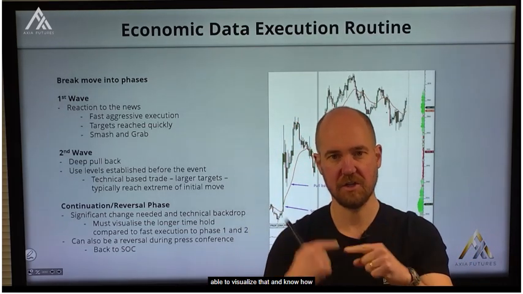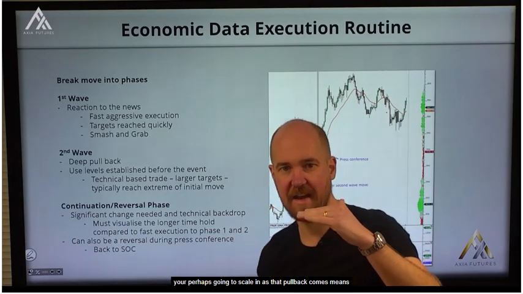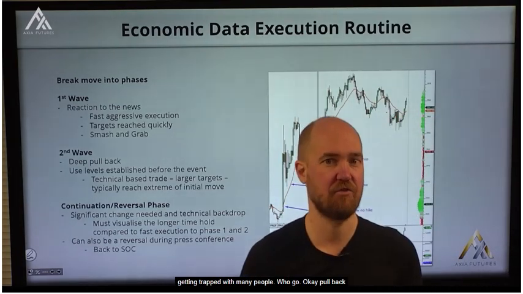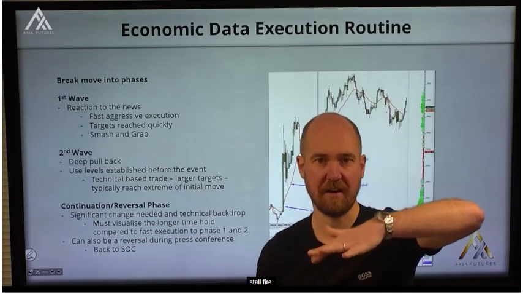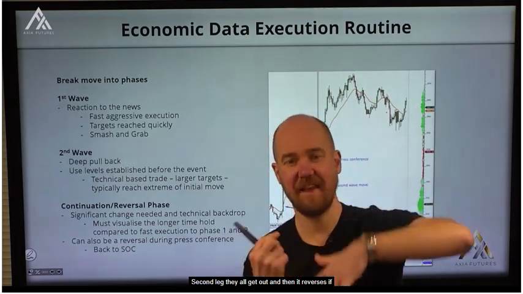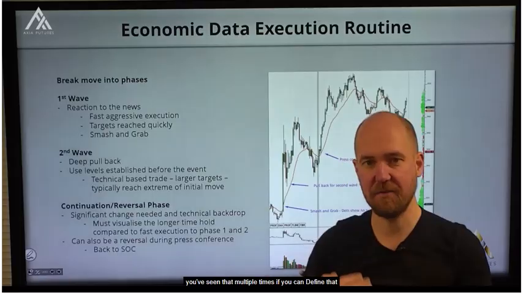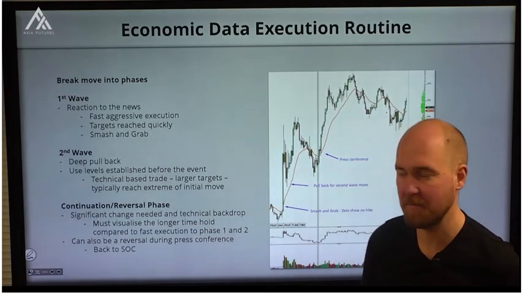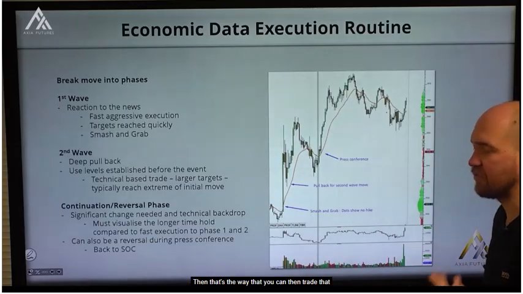So being able to visualize that and know how you're perhaps going to scale in as that pullback comes means that you're much better equipped to deal with it, rather than getting trapped with many people who go, okay, pullback, stall, buy it, second leg, they all get out, and then it reverses. If you've seen that multiple times, if you can define that second phase of the move clearly, then that's the way that you can then trade that onwards.